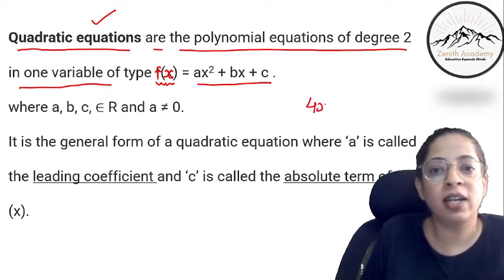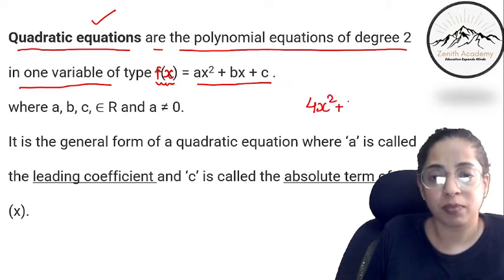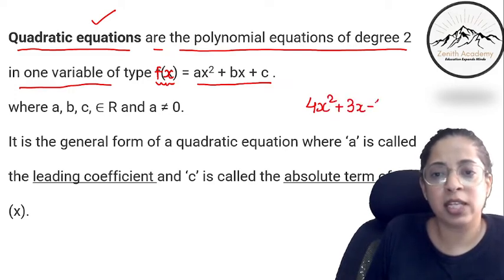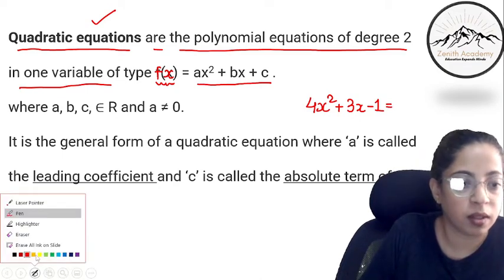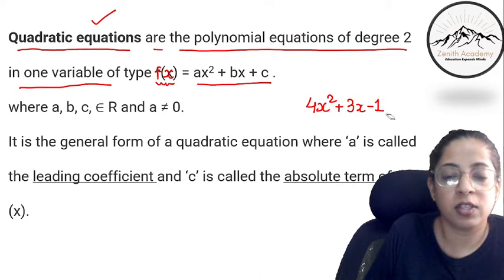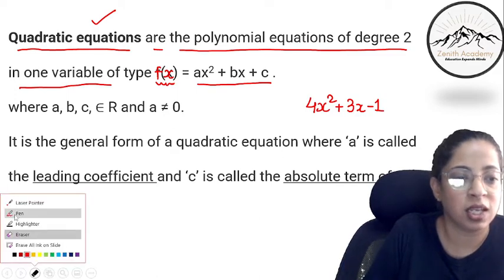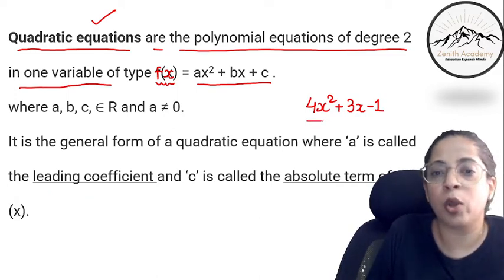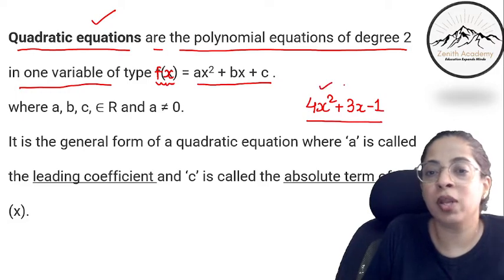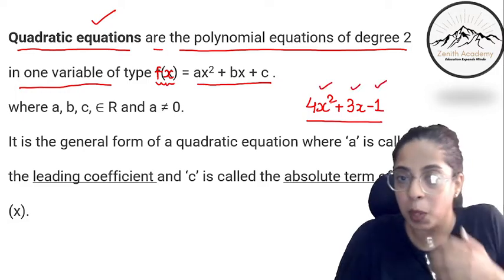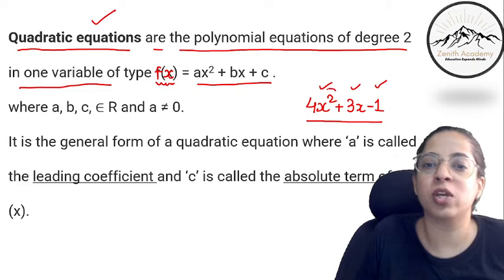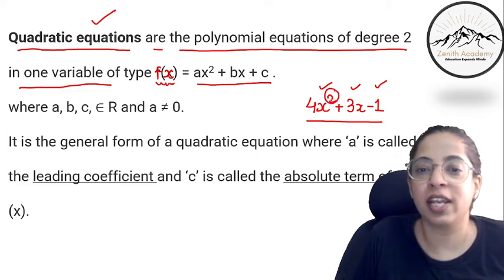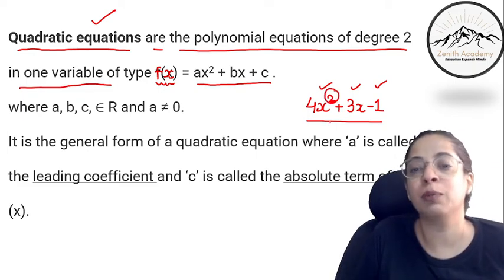So if I write 4x square plus 3x minus 1 is equal to 0, oh sorry, this is not equated. So what is this? This is a quadratic polynomial. It is a polynomial because it is having 3 terms, and it is quadratic because the highest power is 2. So this is quadratic polynomial.